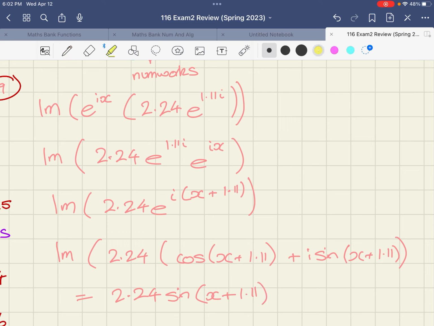So this part is the real, with the cos, obviously, that's the real. The imaginary part is this times that. And so that's your answer. And that would be how you add them together.